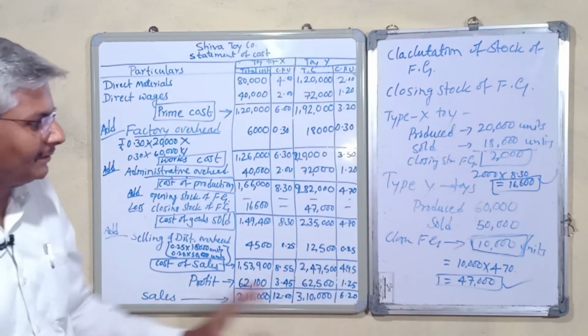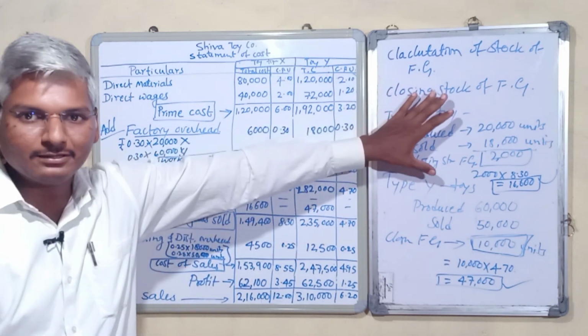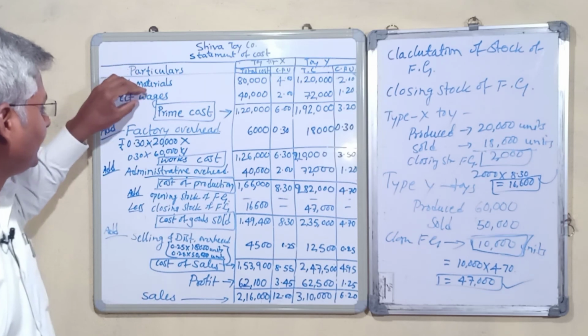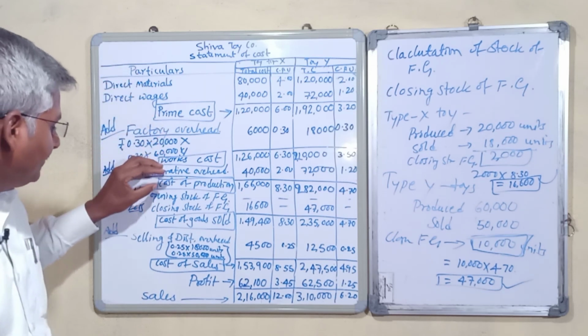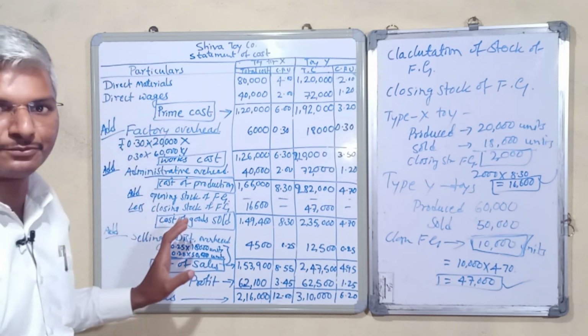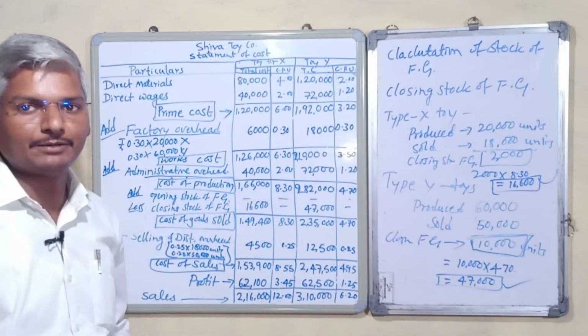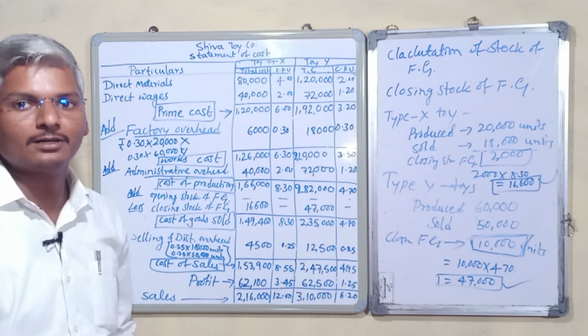And take a note of this, and even take a note of the allocation in a particular question, that is the direct material, direct wages, factory overhead, selling and distribution overhead. Take a note of this, and in next videos I will come up with some more videos on unit costing.